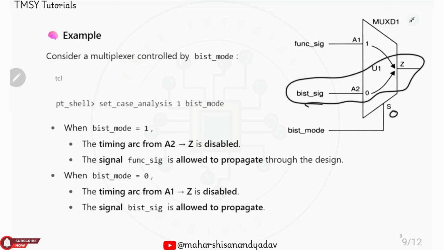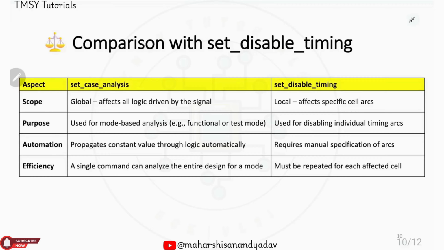So let us compare this particular case analysis with set disable timing. I have already made a video on set disable timing, so please check that video so that you will understand these two differences. Coming to the scope, global affects all logic driven by the signal in case of set case analysis, whereas set disable timing locally affects a specific cell arc. Means if a particular cell has a timing arc, that is disabled by using set disable timing.